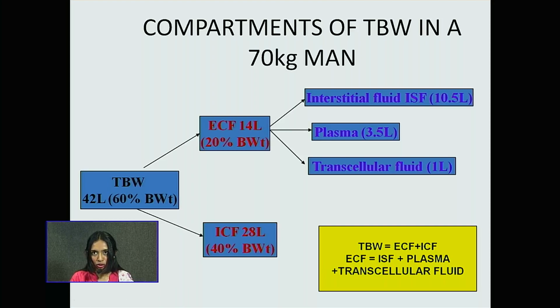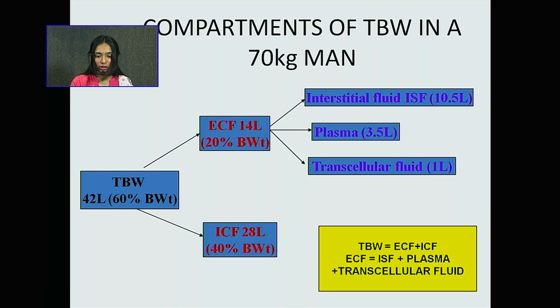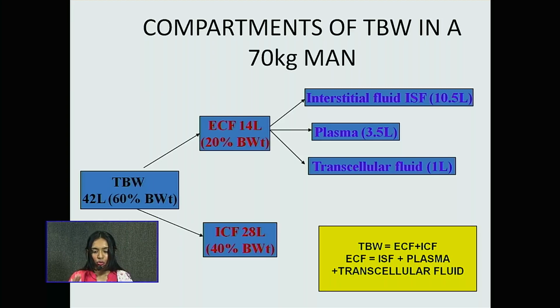Then coming to the compartments of total body water in a 70 kg man, for example. Total body water is 42 liters, which is 60% of total body weight. It has two divisions, extracellular fluid and intracellular fluid. The extracellular fluid has 14 liters and the intracellular fluid has 28 liters of water. Intracellular fluid has more water than the extracellular fluid. It comprises 40% of body weight, whereas the extracellular fluid comprises only 20% of body weight.